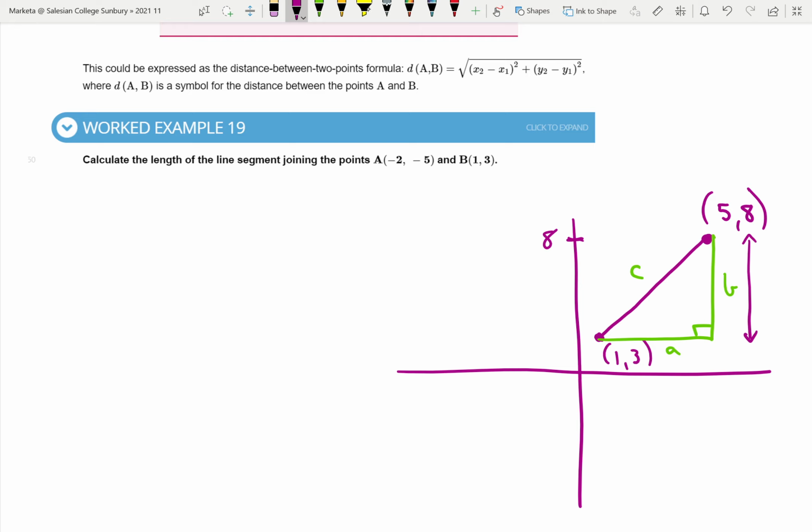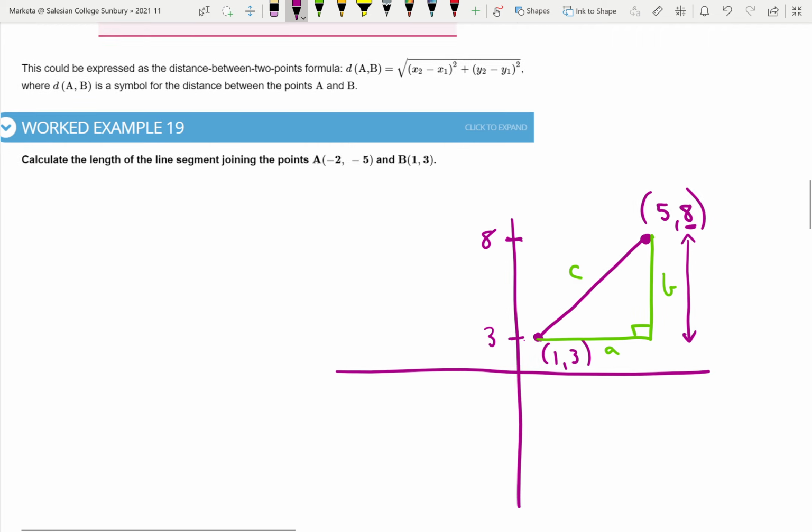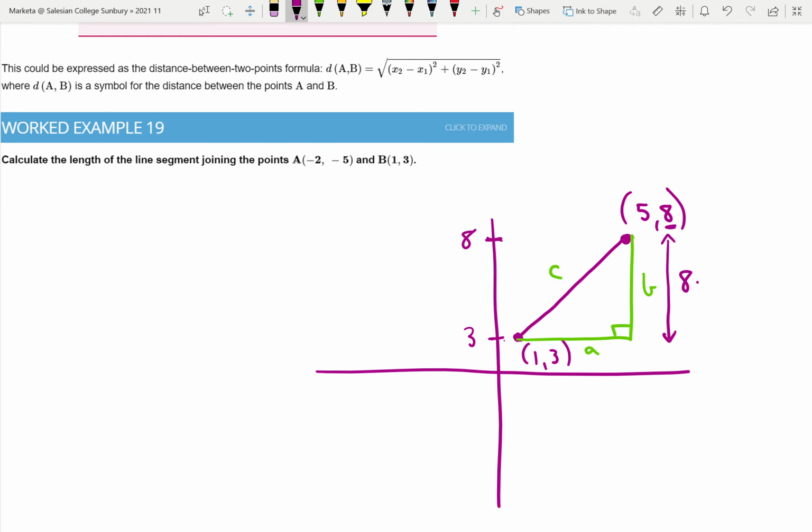So to find the length of here, this vertical line, we can see that our top y value is 8, and our bottom y value here is 3. So to find that length, I can say 8 minus 3, and of course, that's 5. To find the horizontal length, so here for A, I can see this is 1 and this is 5. So to find that length, I can say 5 minus 1, and that, of course, equals 4.